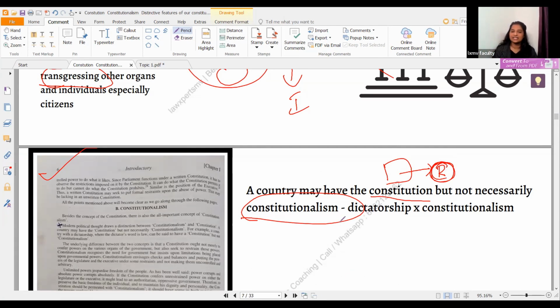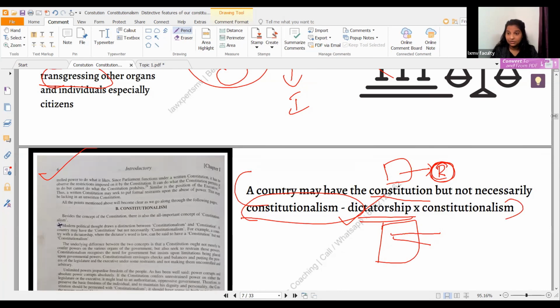One such example is dictatorship. A dictatorship can definitely have a constitution, but they need not have constitutionalism. The constitution may read like this: whatever the ruler says, that is the law. Whatever the ruler does, it is justice. If it states like this, is there constitutionalism? No, there is no constitutionalism. That's what the statement says.